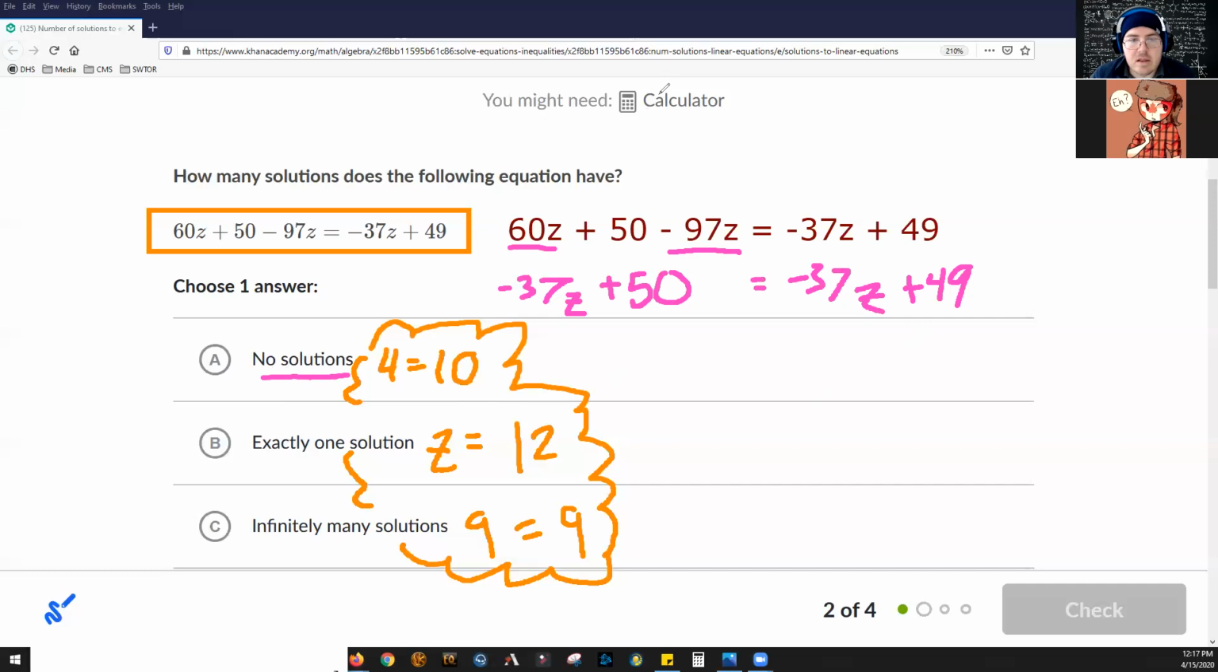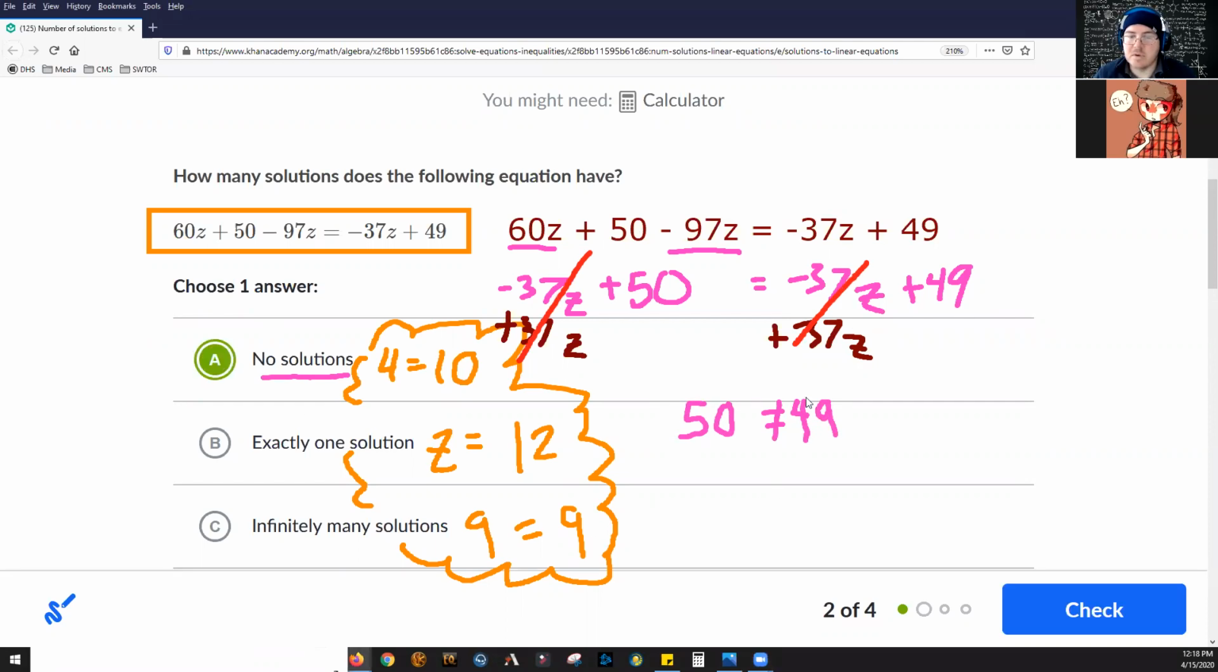So like, let's say you were to add 37z onto both sides of the equation. So then this makes a 0 and this makes a 0. So what you end up with is 50 equals 49. And that is not true. So this is one where there'd be no solution because it comes out to something that is just false.